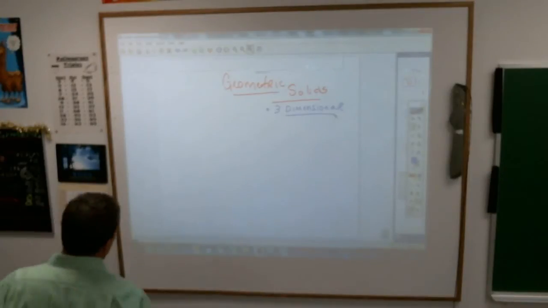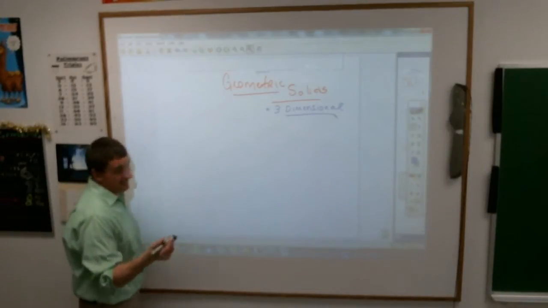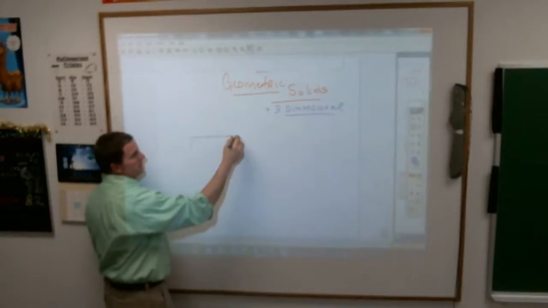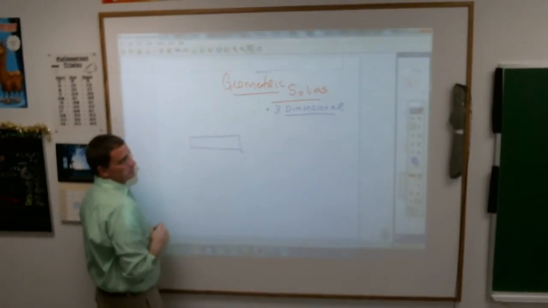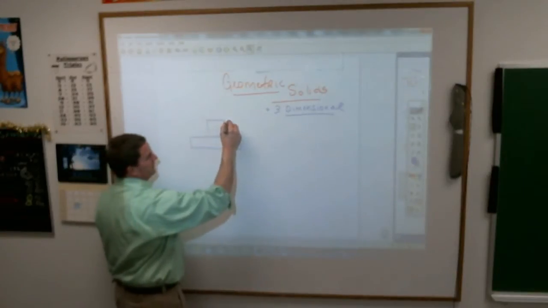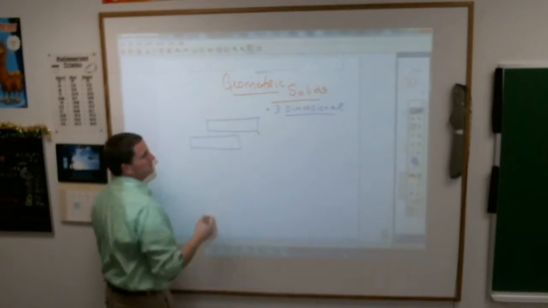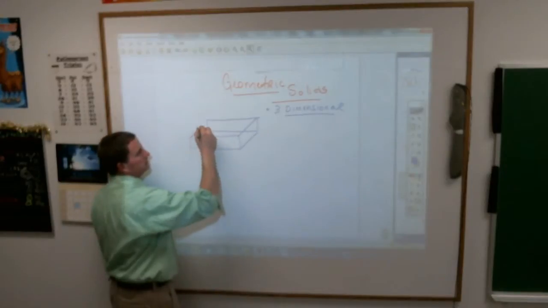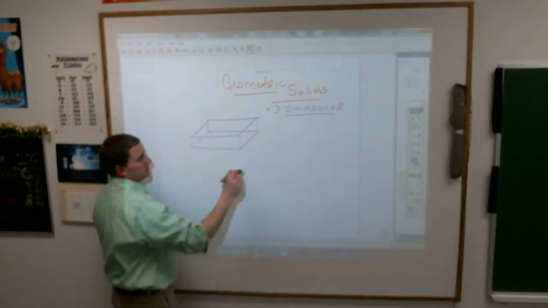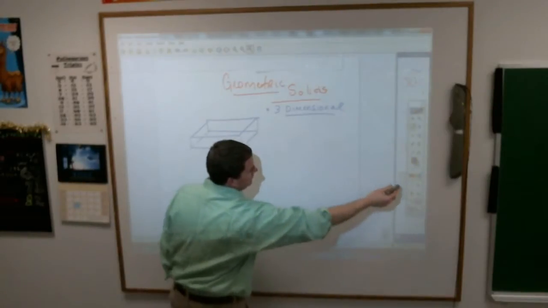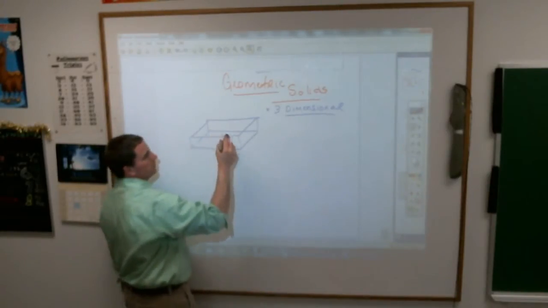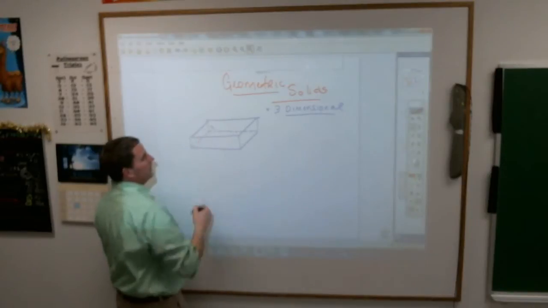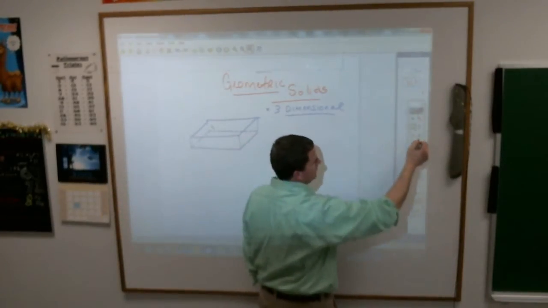Let me show you how to draw this. These are the mathematical names. Sometimes you call them boxes or whatever, but I'll show you the mathematical name. The first one is this. Start with a nice rectangle. Draw another rectangle the same exact size as much as you can. And then connect the corresponding sides. Some of them should be dashed lines because you can't see them. Anybody know the name of that geometric solid?